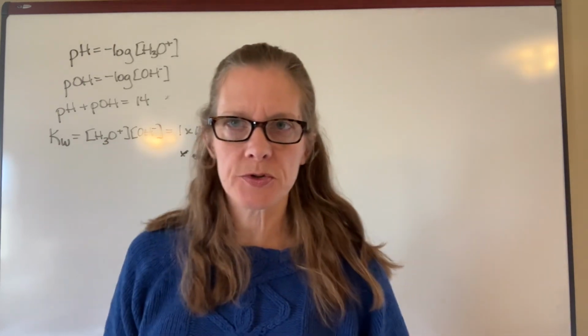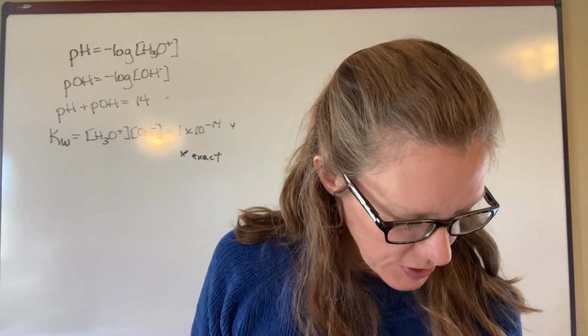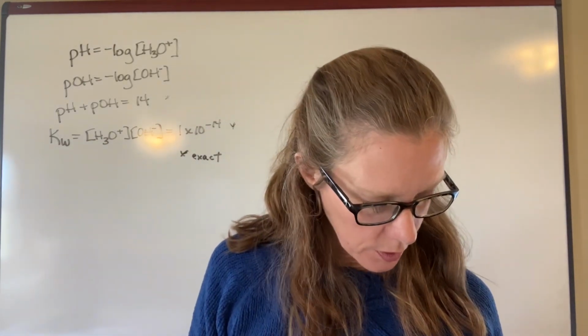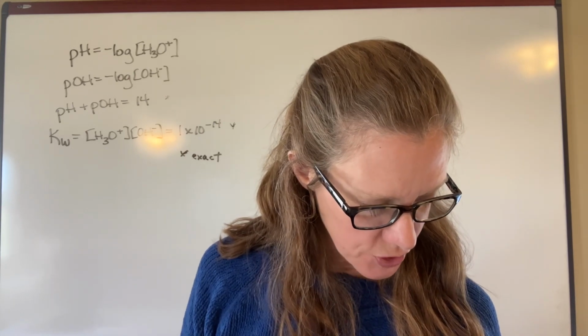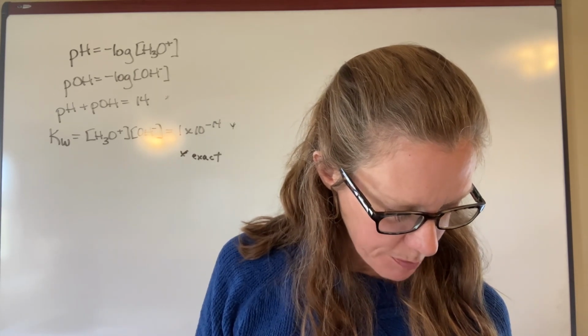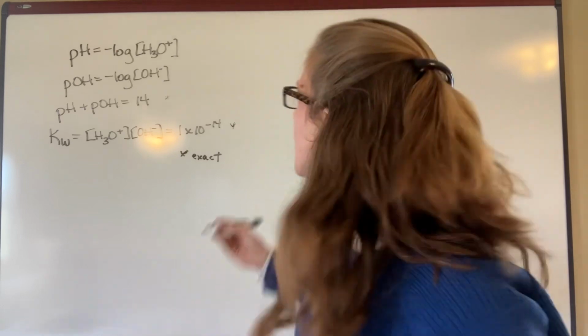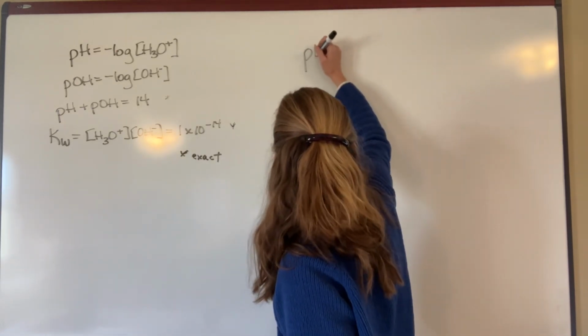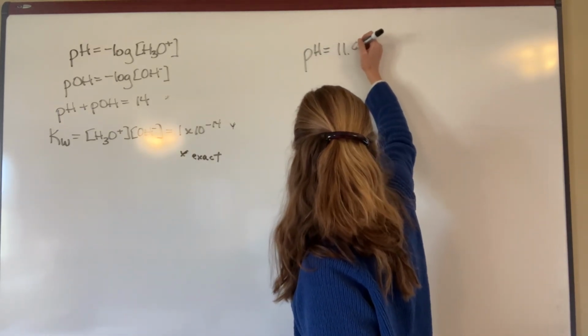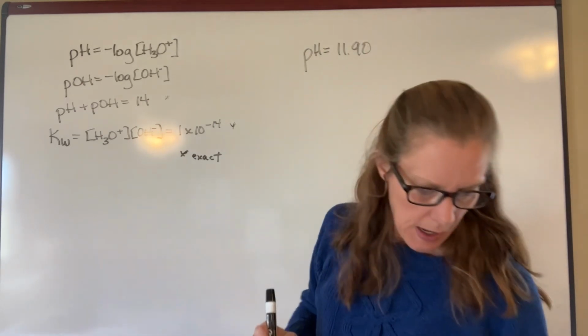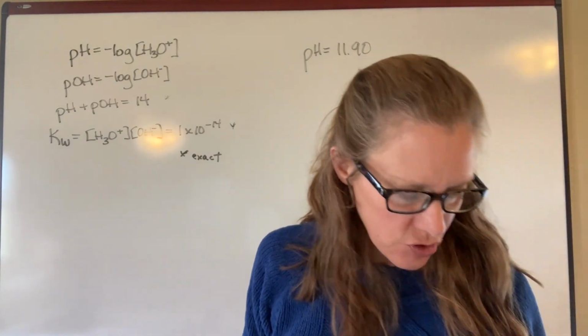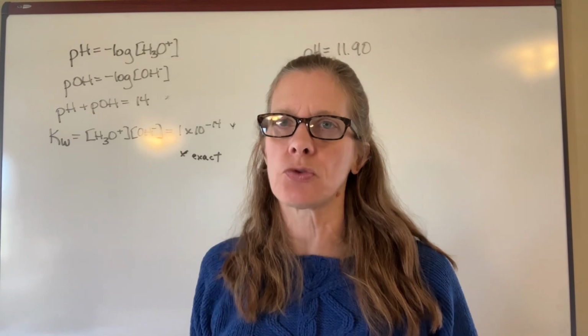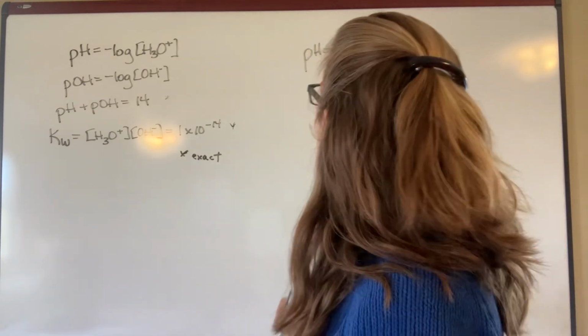Okay, so example 7.3 says, aqueous solutions of ammonia are common household cleaners. A reasonably concentrated solution of household ammonia has a pH of 11.90. So pH equals 11.90. And it wants to know the pOH as well as the concentrations of hydronium and hydroxide ions.